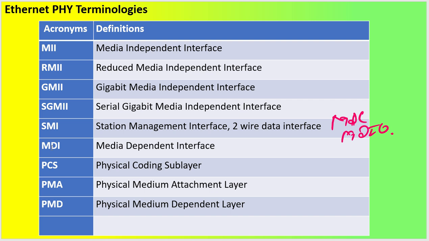Then we have the inbuilt layers: MDI, that is media dependent interface; then PCS, that is physical coding sublayer; PMA, that is the physical medium attachment layer; and PMD, that is the physical medium dependent layer. These are the terminologies that you must keep in mind before designing the Ethernet PHY schematics.